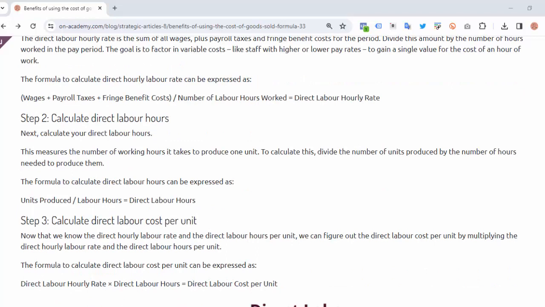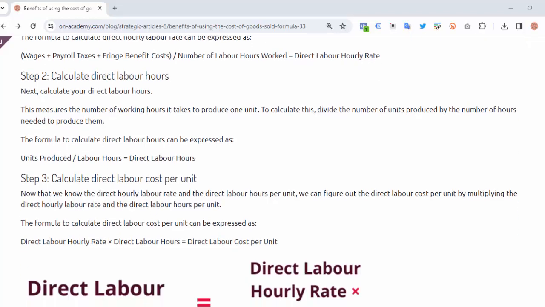$4,360. And the total hours worked by the 3 employees is 40 x 3 = 120 hours. Therefore, Richard's direct hourly labor rate is $4,360 / 120 = $36.33. Step 2. Calculate direct labor hours per unit.